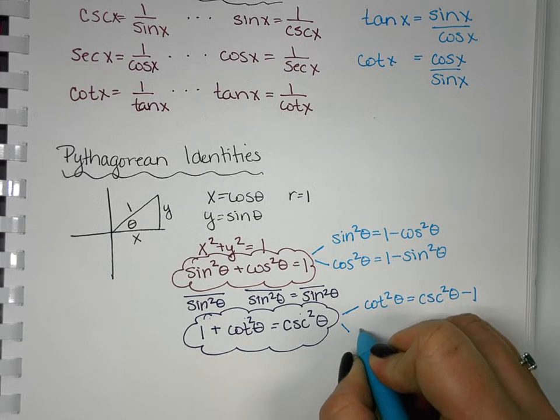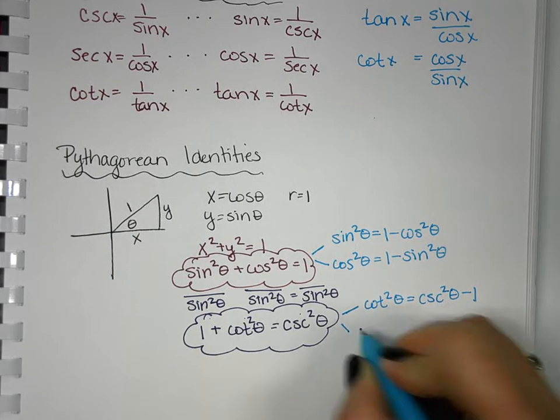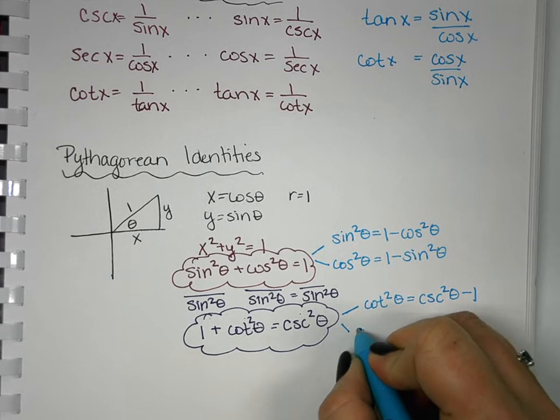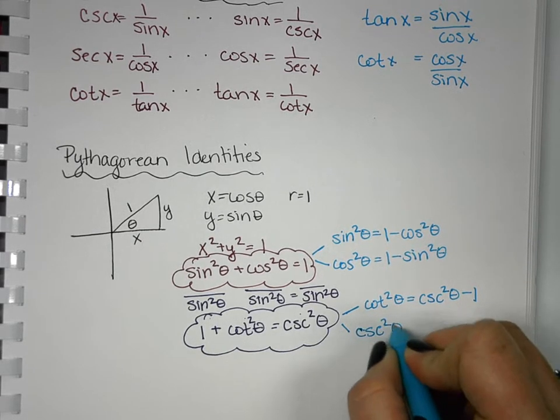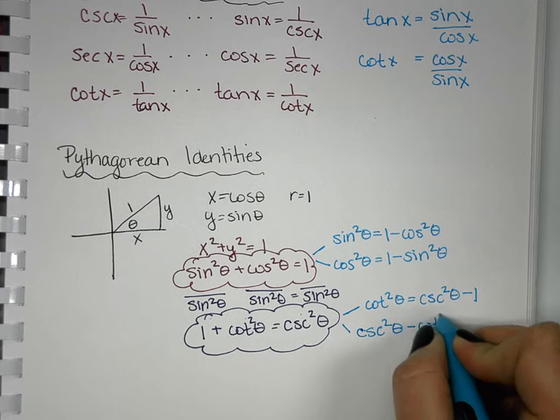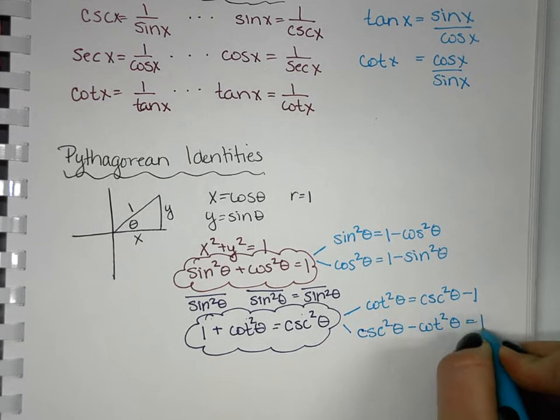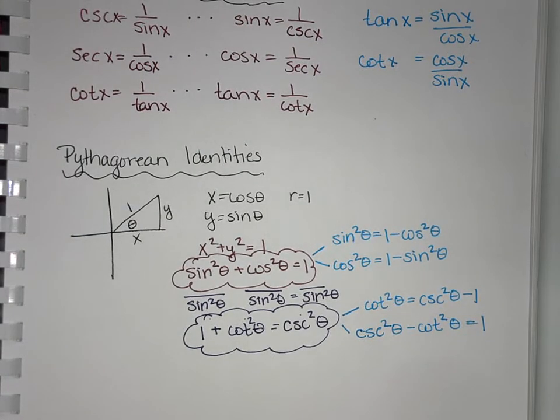It would be cosecant squared theta minus cotangent squared theta equals 1. So these are, again, just two other ways that we can rewrite this one identity that we have.